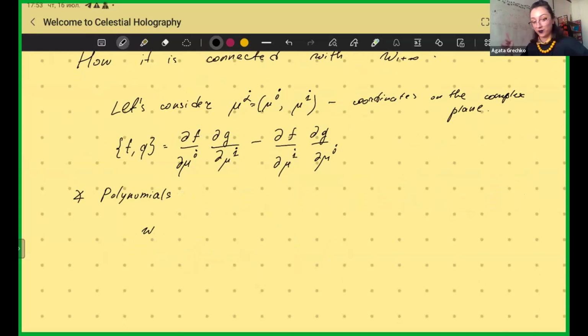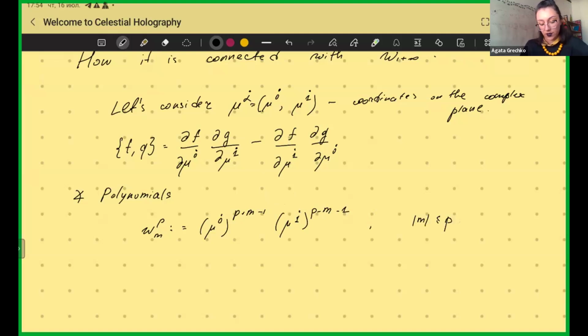W, right? When the W arrives, it means we're close to the W1 plus infinity symmetry. So W is the following polynomial in these 2 complex variables, mu 0 and mu 1, minus 1, and mu 1. Minus n minus 1. Okay, and there is also a constraint on m and p.